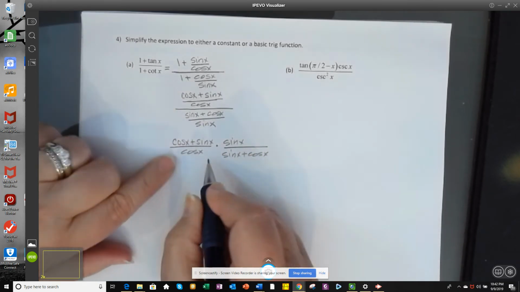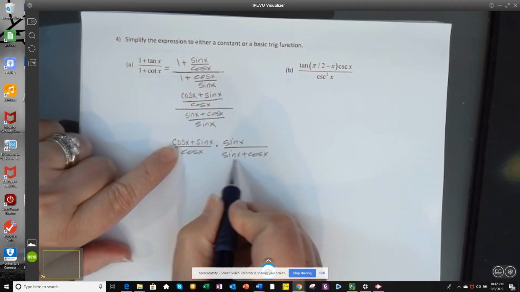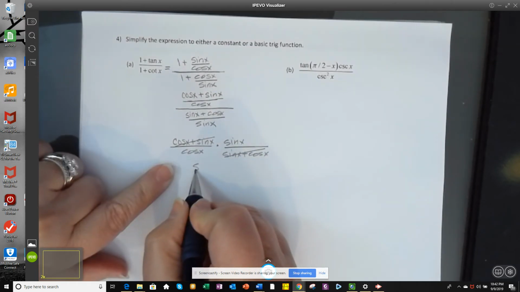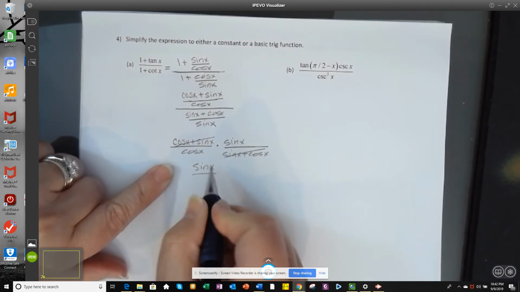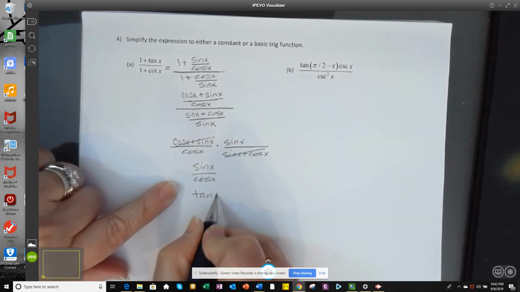Now, this is addition. So cosine x plus sine x is the same thing as sine x plus cosine x. So these are factors, and I can cancel these, and I'm left with sine x over cosine x. And that's just tangent of x.